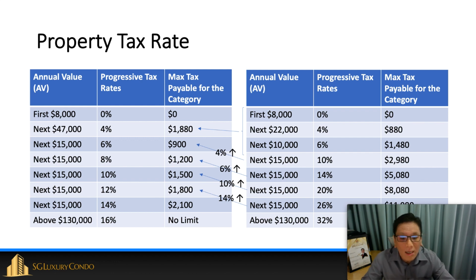For example, if we look at the first 47,000, or for 2024 onwards, the first 40,000, the rate changes from 6%. Now, from 6% to 4%, the change will be a 2% difference. And subsequently, you can see that for every jump, it will actually be 2% more.